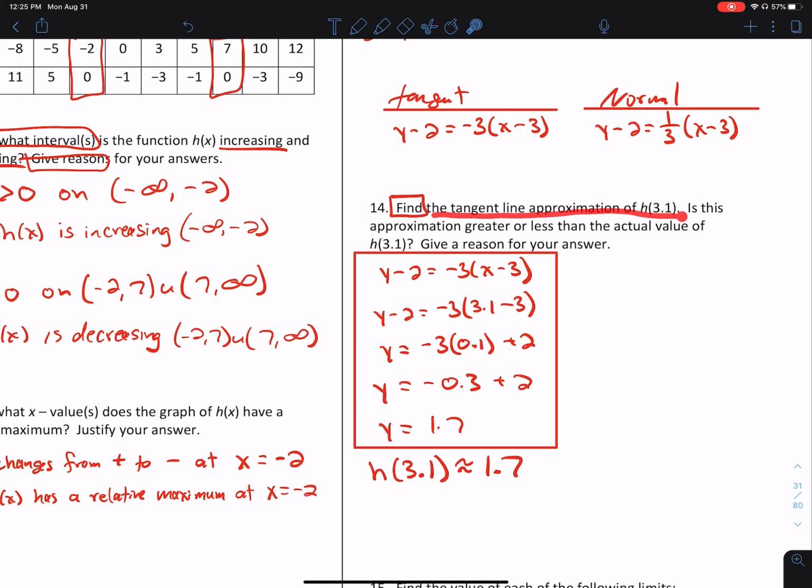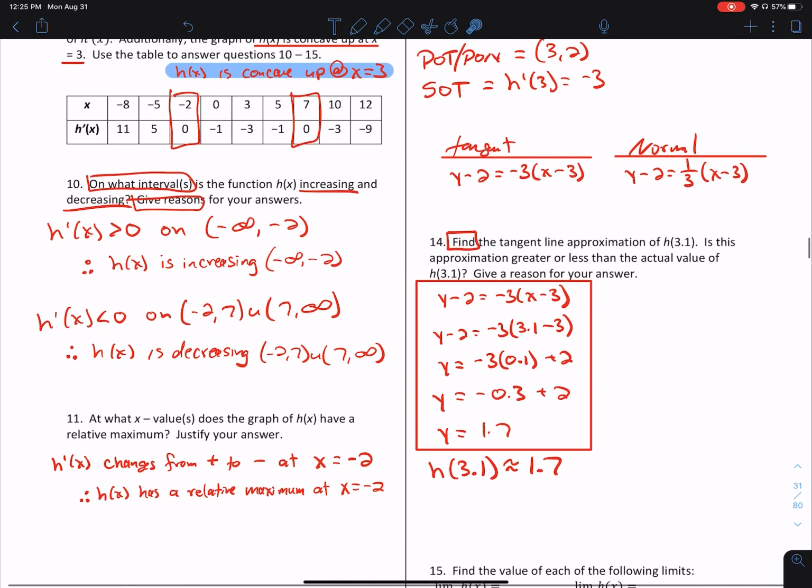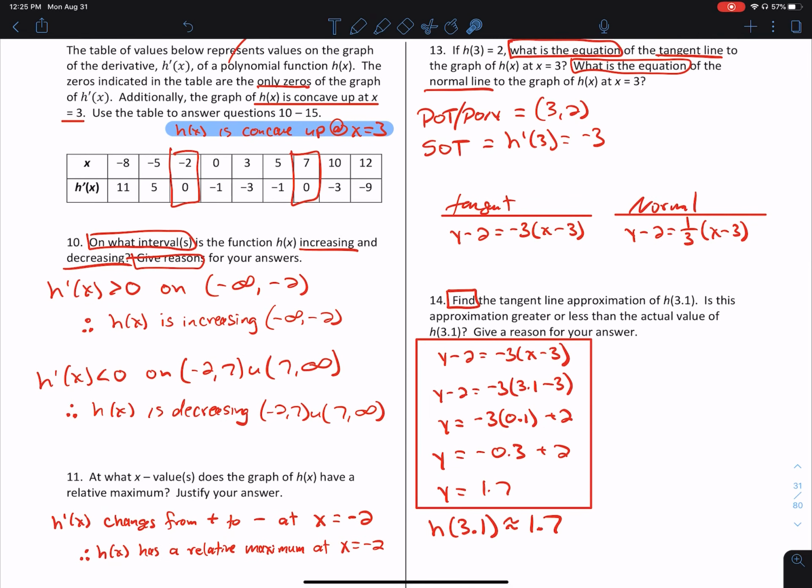Find the tangent line approximation of h of 3.1. Did it. Is this approximation greater or less than the value of h of 3.1? Give a reason for your answer. Well, how would I possibly know if this is an over approximation or under approximation? In other words, is 1.7 bigger than the actual y value or is it less than it? We would have to know the concavity of this graph to answer this. And although we don't know the concavity every place, we do know the concavity super close to 3.1, and that's right here. It says that h is concave up at x equals 3.